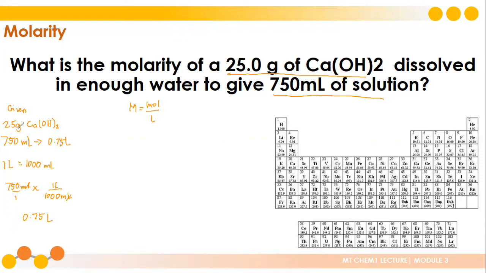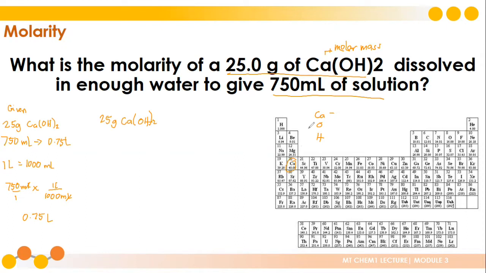And then for our grams, we have to convert it first to moles. In order to convert it to moles, we have to multiply 25 grams of calcium hydroxide by the molar mass of our given compound. But in our problem, molar mass is not given, so we have to solve for this one first. How do we solve for our molar mass? We just need to list down the given elements in our compound. So we have calcium, oxygen, and hydrogen. For calcium, let's look at the atomic mass of calcium.